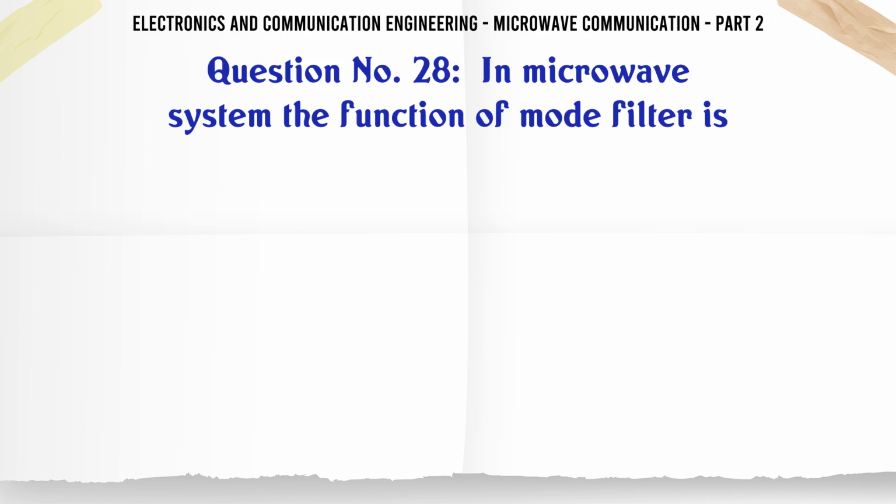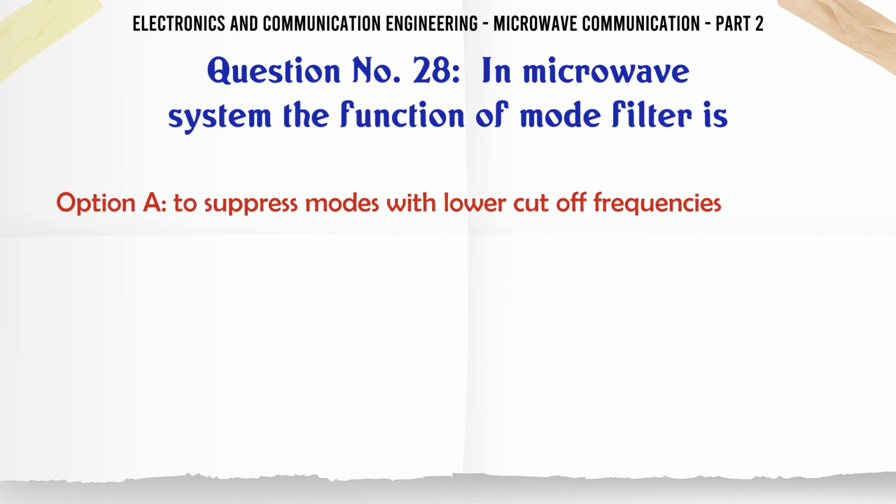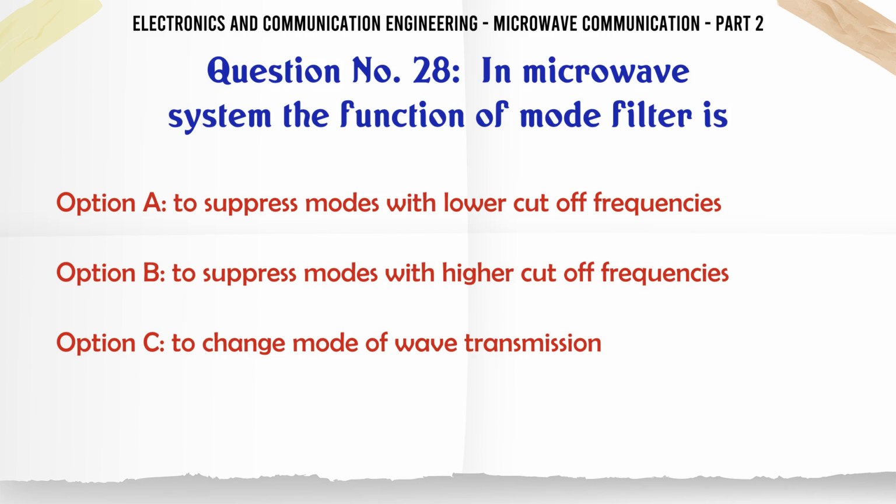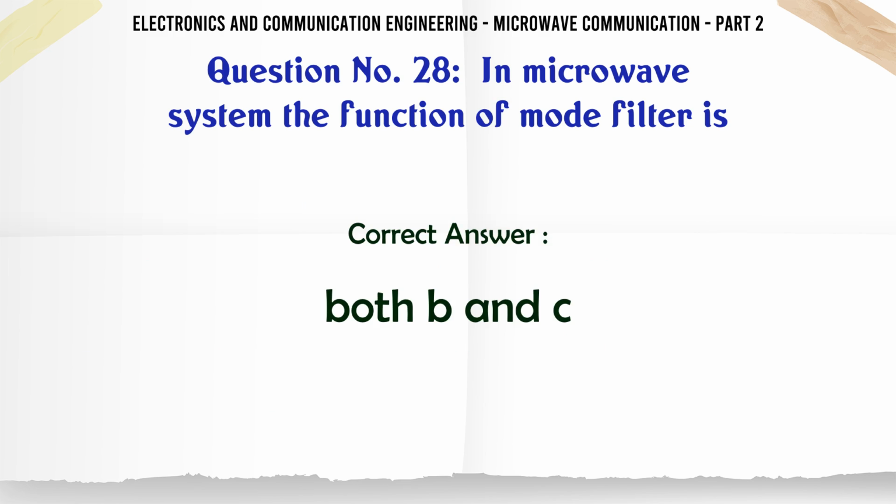In microwave system, the function of mode filter is: A. to suppress modes with lower cutoff frequencies, B. to suppress modes with higher cutoff frequencies, C. to change mode of wave transmission, D. both B and C. The correct answer is both B and C.